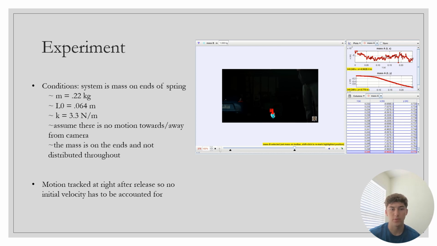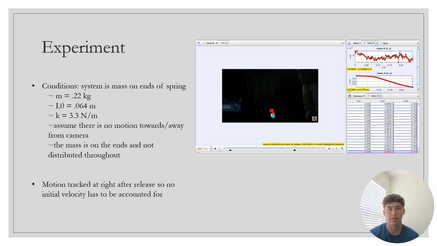Experimentally, I found that the spring constant would be 3.3 newtons per meter. With this, we assumed that there was no motion towards or away from the camera in the video, and it was just straight up and down. We also had to assume that the mass for the slinky was on the two ends and not distributed throughout with the center of mass like it probably really is. This motion was also tracked right after we released the slinky, so we would not have to account for the initial velocity.